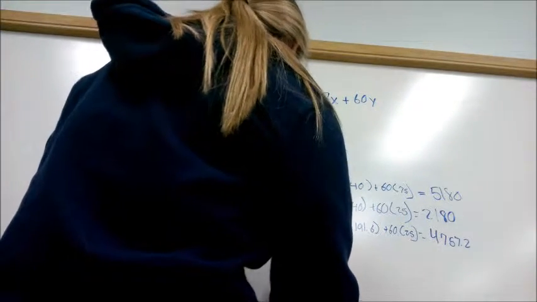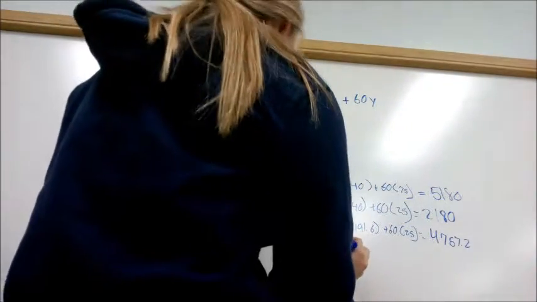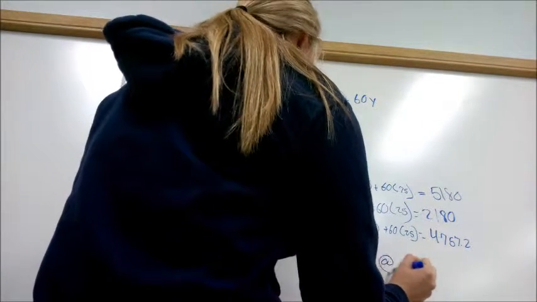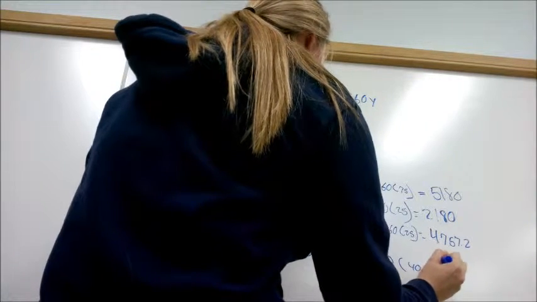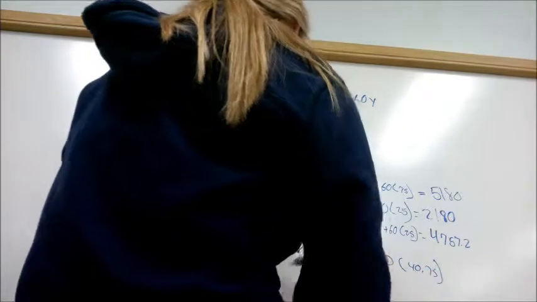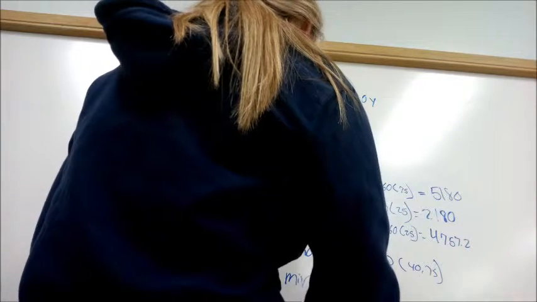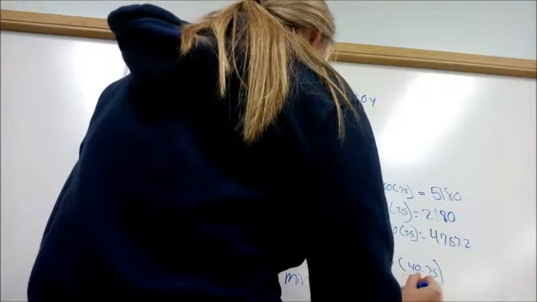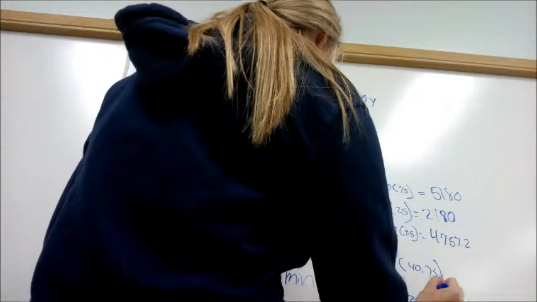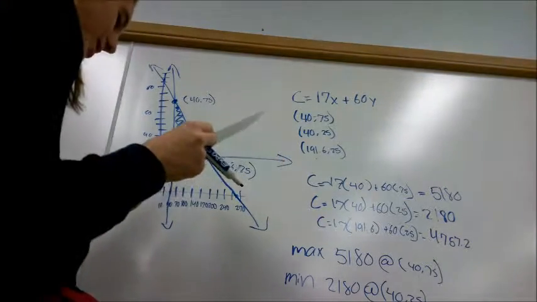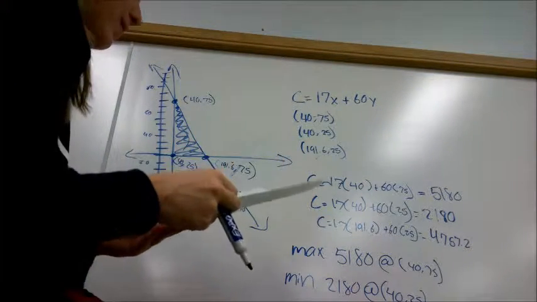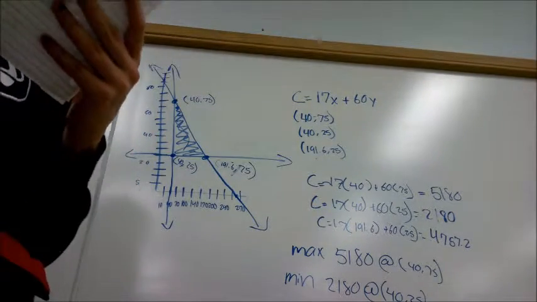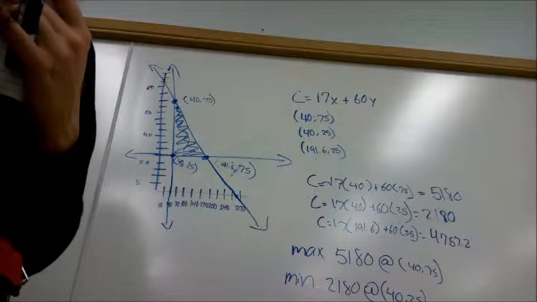So your max is 5,180 at 40, 75, and your min is 2,180 at 40, 25. So those two are your maximum and your minimum values. And that is how you go and do linear programming.